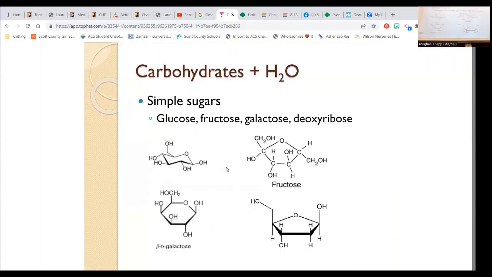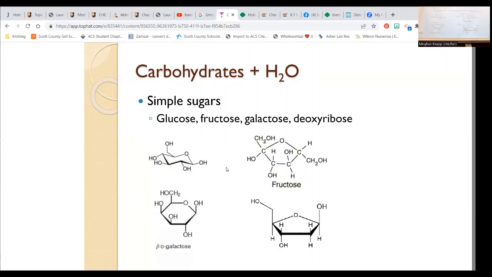Okay, so 3 major food molecules. The first set is carbohydrates. Carbohydrates means carbon, carbo, plus water. So all of the formulas have some number of carbons, and then they always have water in a 2-to-1 ratio, or hydrogen and oxygen in a 2-to-1 ratio, the same ratio as in water.